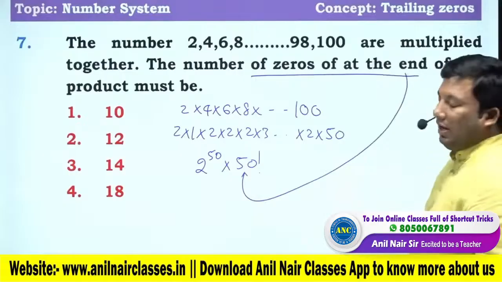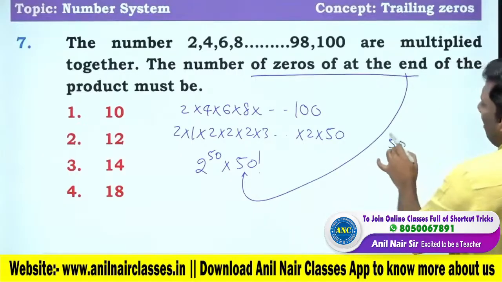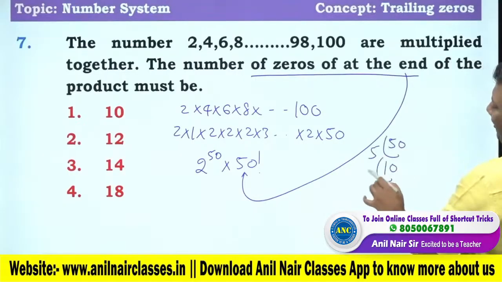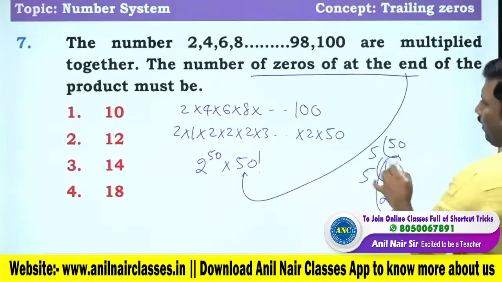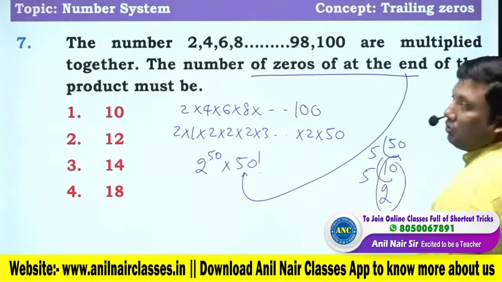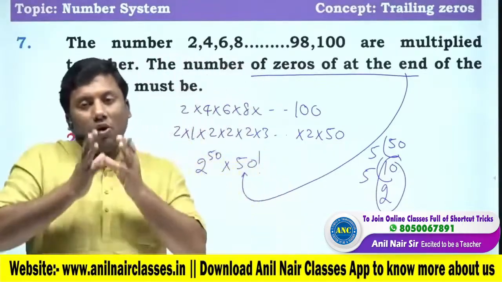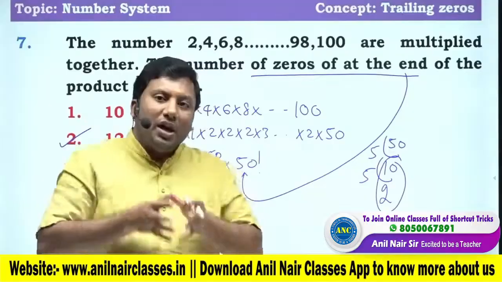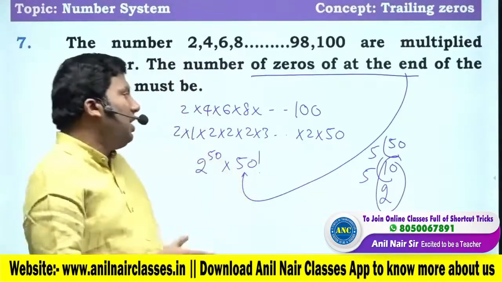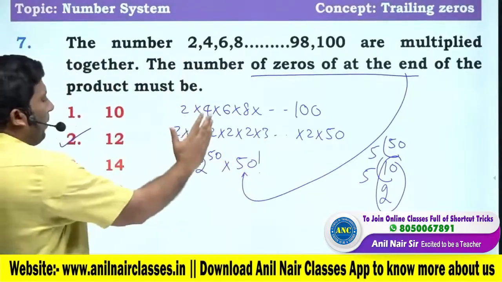For factorial, it is dependent on the power of 5. 5 tens are 5, 5 twos are 10. 10 plus 2, answer will be 12. Only for factorial problems, the number of zeros at the end is dependent on the power of 5.